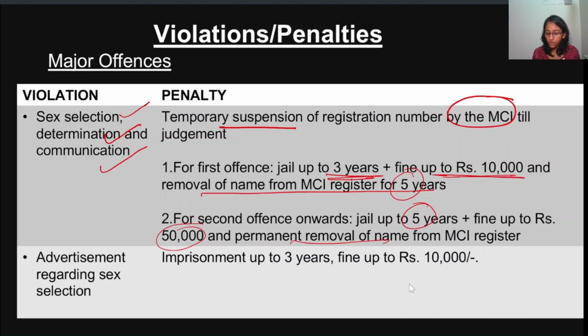And if they do any advertisement regarding sex selection, that if they advertise telling that okay, we determine sex here, or if anything reaches the police or appropriate authority, they can come and arrest the doctor or the clinician, who can be imprisoned for 3 years and fined up to 10,000.